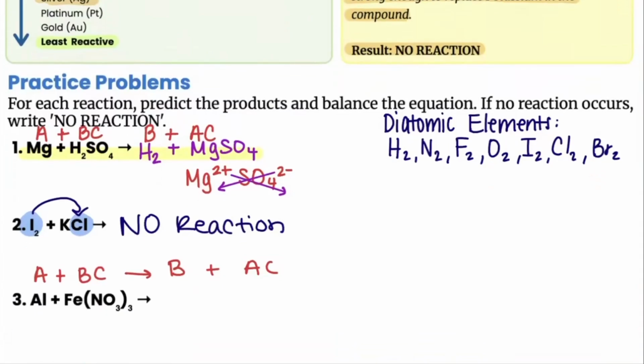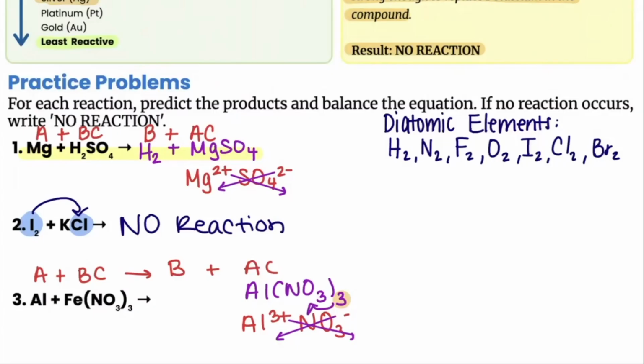Now, let's make our product AC. Our A is our aluminum, and it has a +3 charge. And our C is our nitrate, which has a -1 charge. When you cross the charges, you end up getting Al(NO3) with a 3 on the outside. That 3 on the outside came from the aluminum. But when we brought it down to become a subscript, it's very important to write parentheses around the nitrate whenever that subscript that you drop is greater than 1.